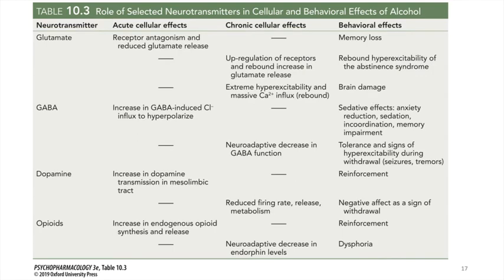So alcohol actually has a lot of effects on other neurotransmitter systems as well that I don't really want to get into, but I want to mention because they're important. So here we've talked about glutamate. It's going to have a receptor antagonist. It's going to reduce glutamate release. In GABA, it's going to increase the GABA-induced chloride influx to cause hyperpolarization. Those are the acute cellular effects.